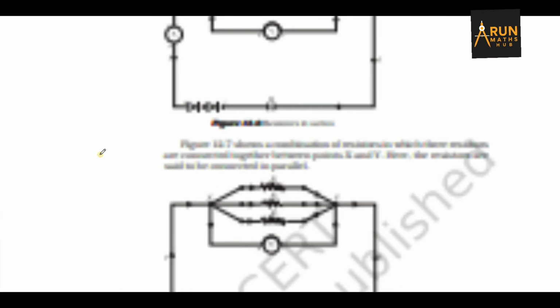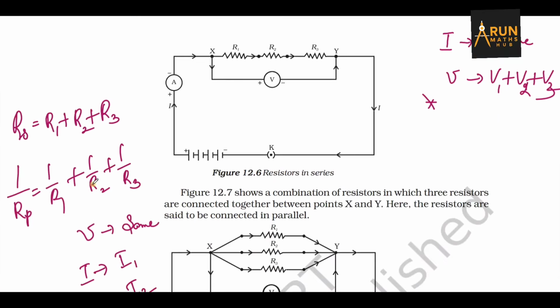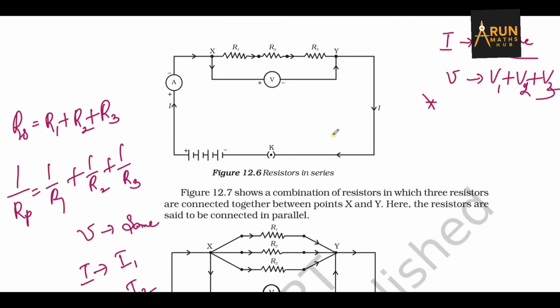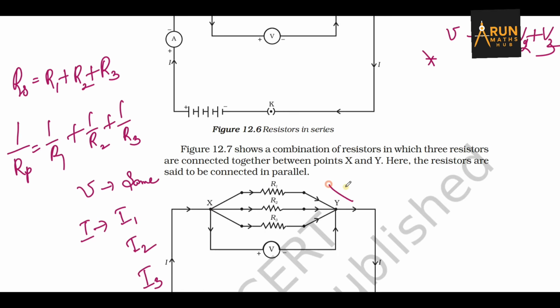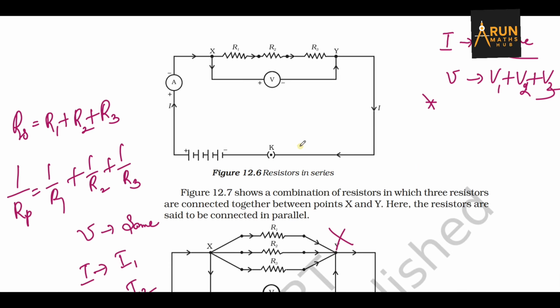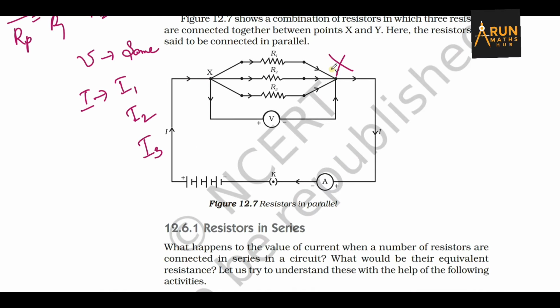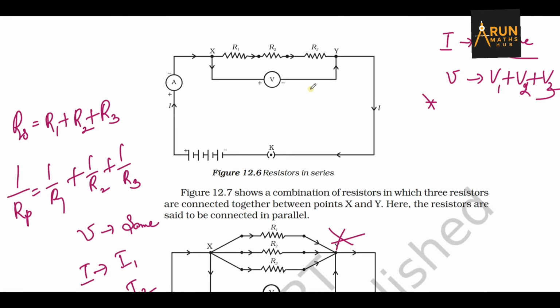So this you should know to solve problems. In case of series, the current is the same. The potential difference V is divided across each resistance. And between these two, the one most used in domestic circuits is the parallel connection. Parallel connection is widely used in domestic circuits. You should list down all the advantages of parallel connection over series connection.